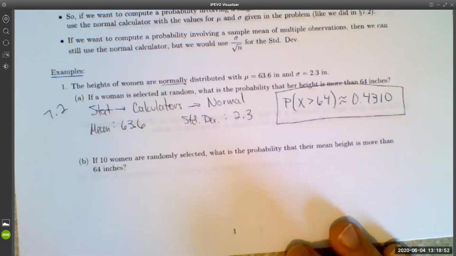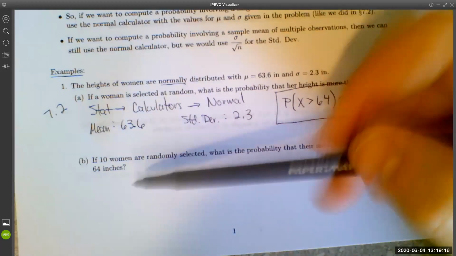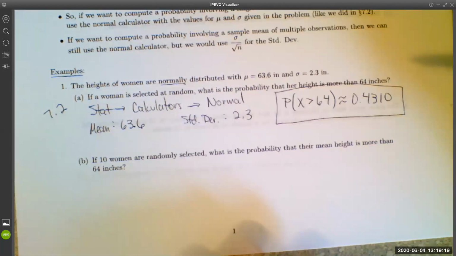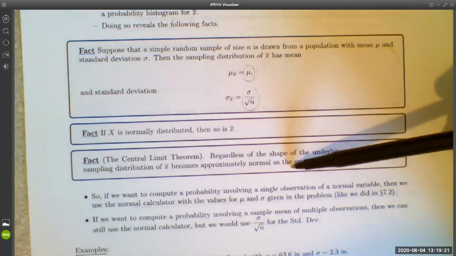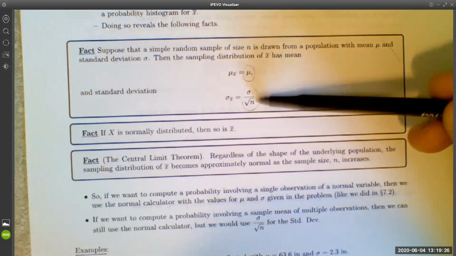Part B says, if 10 women are randomly selected, what is the probability that their mean height is more than 64 inches? Do you see the difference here? Instead of looking for the probability of just a single observation, we're looking for the probability that a sample mean of 10 observations falls within a certain range. We can still use the normal calculator to compute this probability, but these are the values that we have to enter for the mean and the standard deviation.